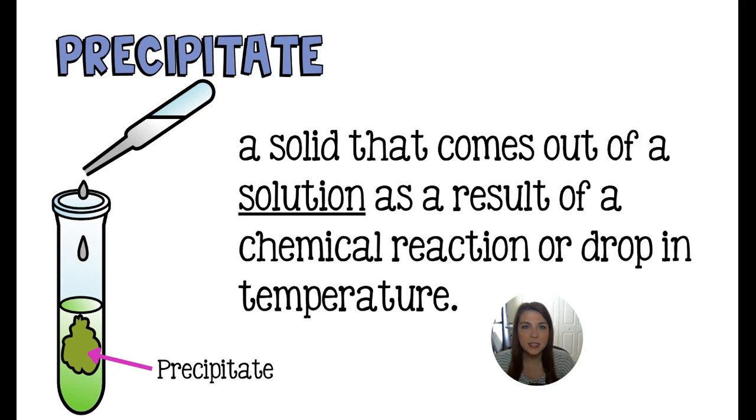A precipitate is a solid that comes out of solution from a chemical reaction or from a drop in temperature. We spoke about the precipitate resulting from a drop in temperature in the saturation curves lesson, so if you missed that, be sure to go back and watch that. Today we're going to be talking about precipitates as they form from chemical reactions.